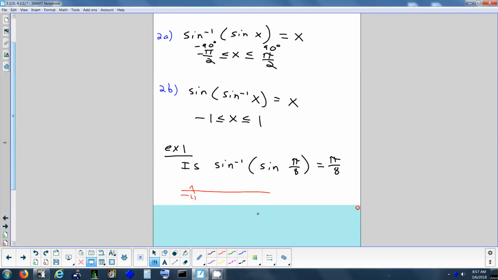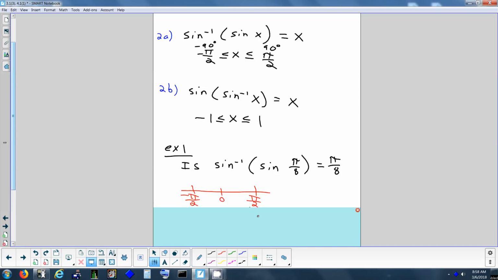Okay, so here's negative pi over 2. Here's positive pi over 2. 0, put right in the middle. So you agree pi over 8 is a positive number, right? Because it's positive 3.14 divided by 8. How does pi over 8 compare to pi over 2? It's a smaller fraction. It's smaller, right? But you said it's still positive, right?